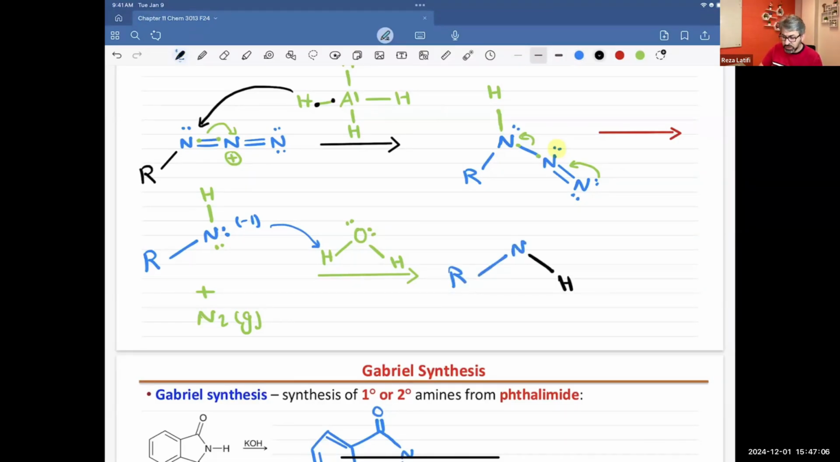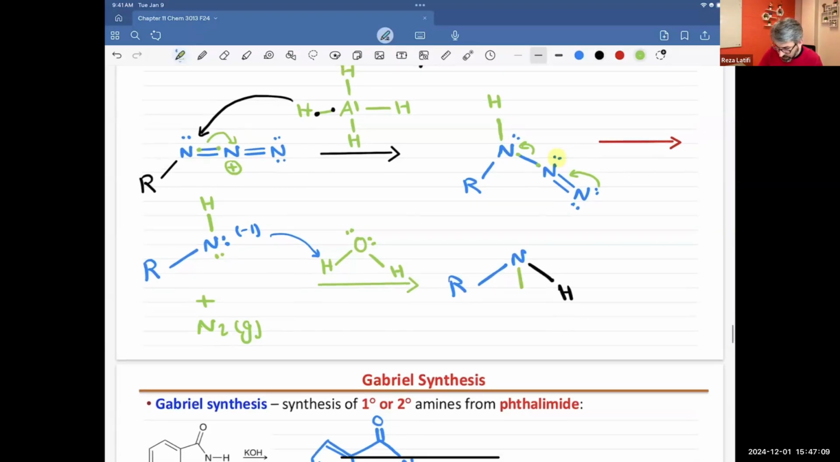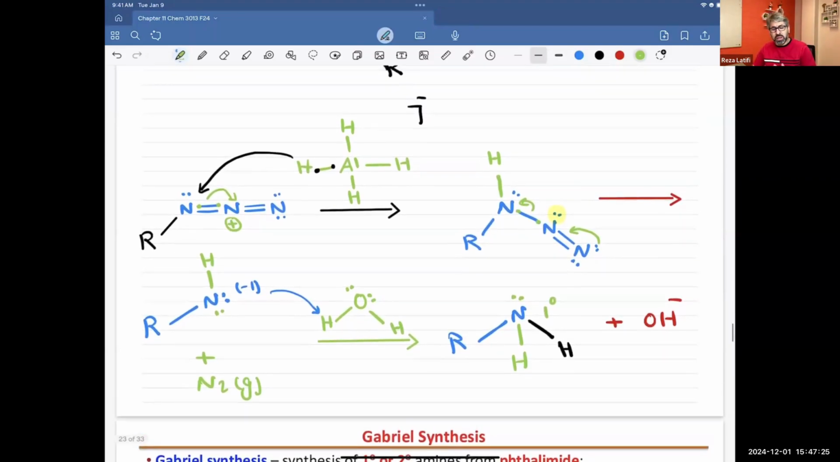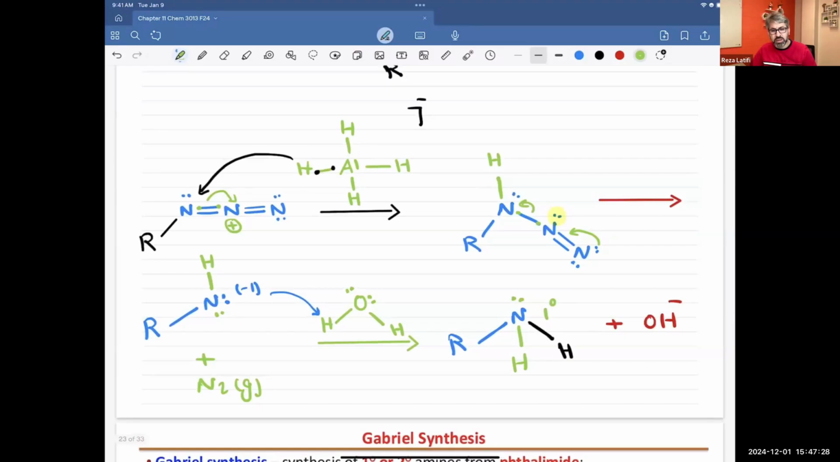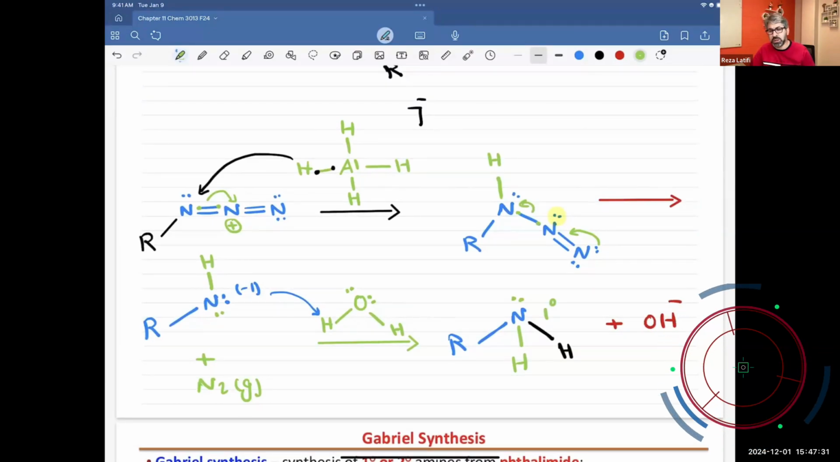So now we took H from water. We used to have one H, and now we are left with only one lone pair, plus we got OH minus. Now this amine is going to be a primary amine, and this is the way that you can use the azide method to produce a primary amine. And this is going to be the end of this lecture, and thank you very much.